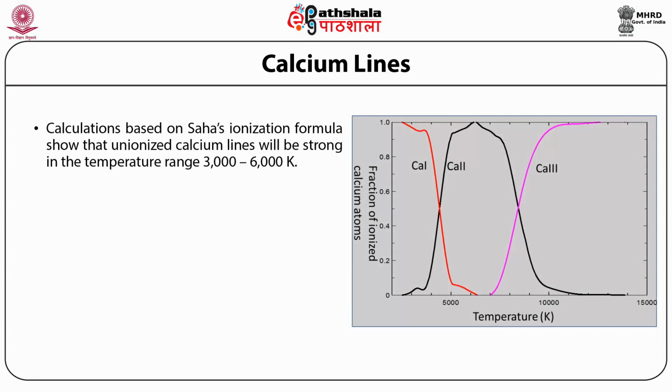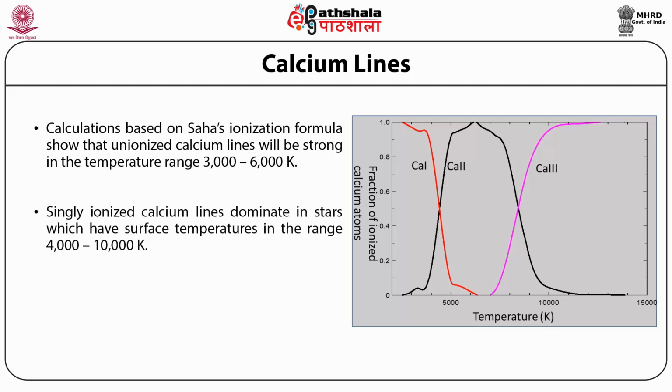Calcium lines. Calculations based on Saha's ionization formula show that unionized calcium lines will be strong in the temperature range 3000 to 6000 Kelvin. Singly ionized calcium lines dominate in stars which have surface temperature in the range 4000 to 10,000 Kelvin. The lines of calcium 3 are in the ultraviolet region of the EM spectrum.